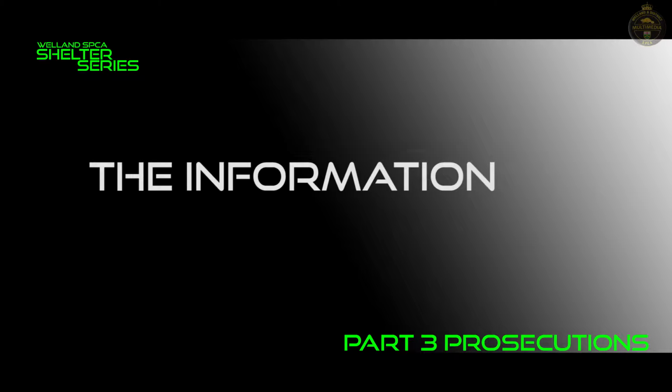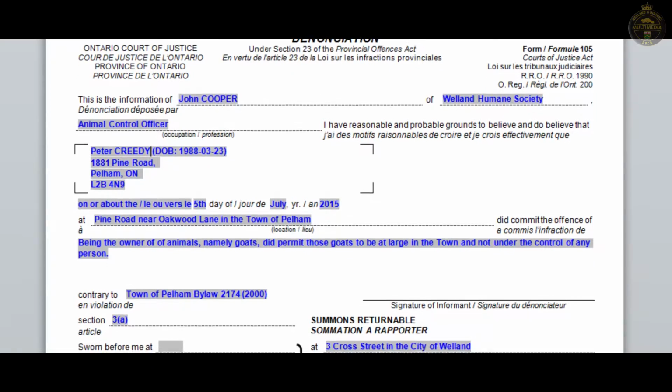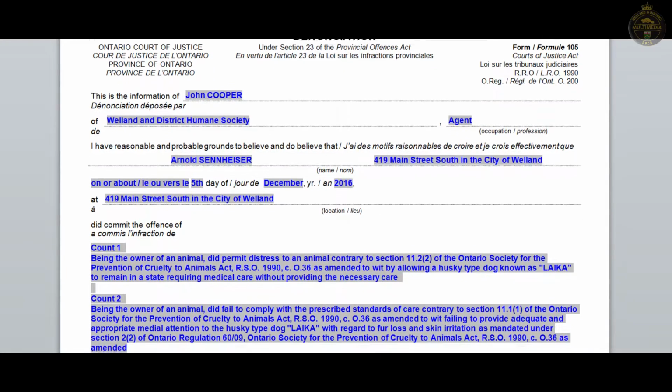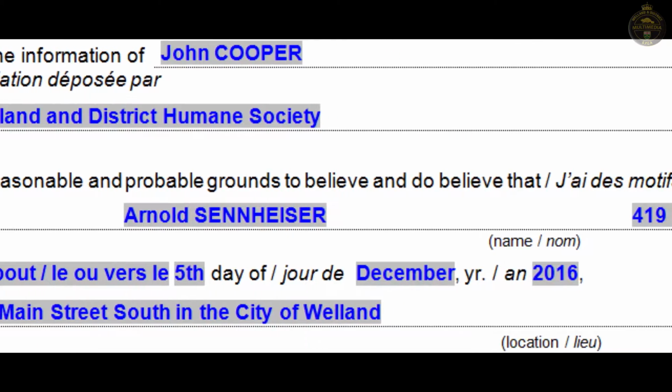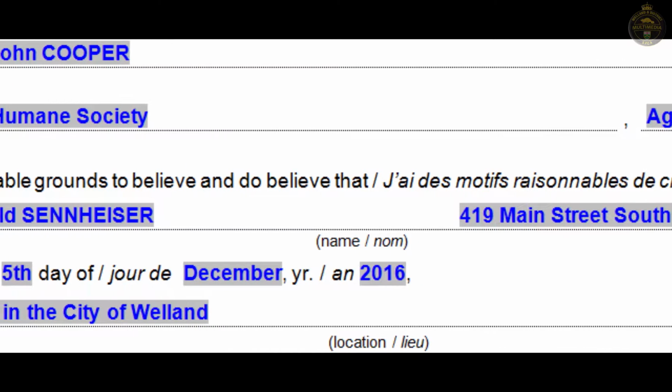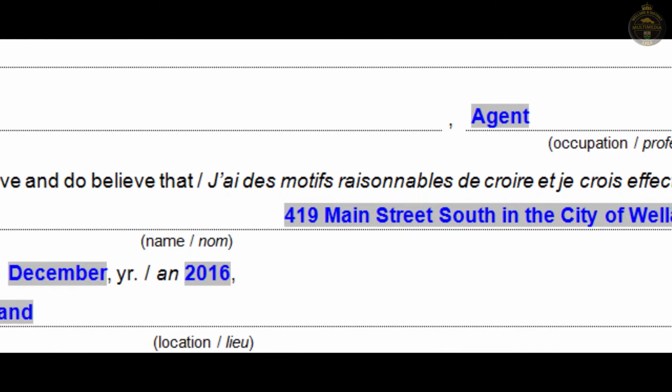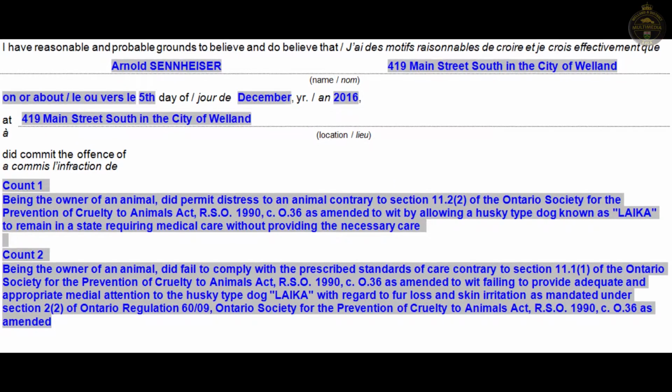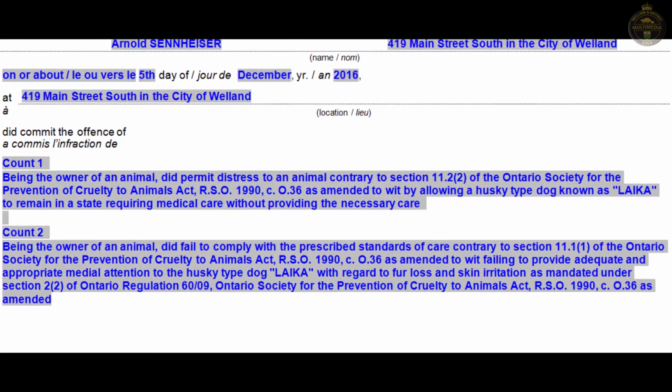Step 1. Fill out the information. This could be either a single count or multiple count information depending on your case. The top information is pretty straightforward: who you are, who was charged, when they committed the offense, and the approximate location of the offense. Next, you have to state what exactly they did.